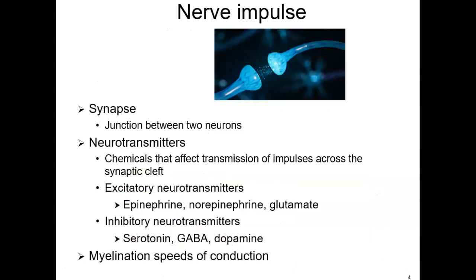So how is the nerve impulse sent? Basically, by neurotransmitters. Neurotransmitters are chemicals that affect the transmission of impulses across the synaptic cleft. They can be either excitatory or inhibitory, so they're either going to cause an increase or a decrease. Remember, having that myelin sheath speeds up conduction of the nerve impulse. That's how we start to see some disorders with the loss of the myelin sheath and the slowing of the nerve conduction.